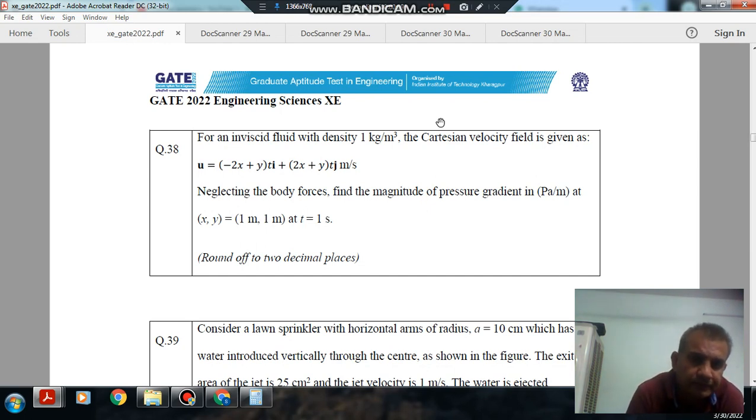Question number 38: for an inviscid fluid with density 1 kilogram per meter cube, the Cartesian velocity field is given as u = (-2x + y)t i + (2x + y)t j meter per second. Neglecting the body forces, find the magnitude of pressure gradient in Pascal per meter at x = 1 meter, y = 1 meter, and t = 1 second. Round off to two decimal places.